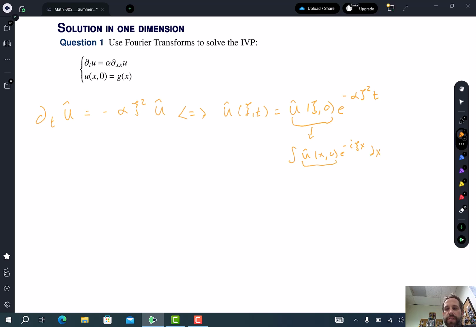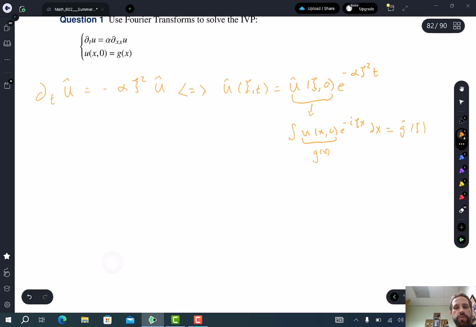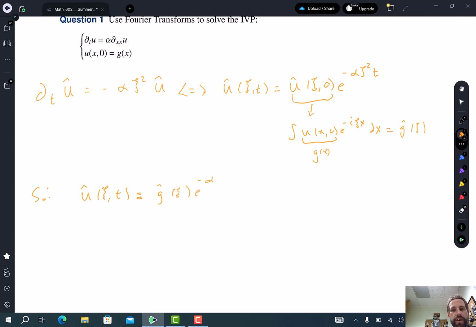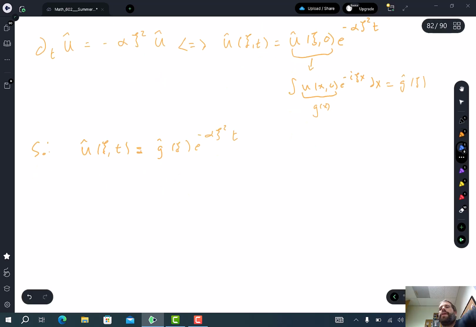But sorry, I got this all sorts of backwards. That's supposed to be like that. This is just equal to g of x, and this is just the Fourier transform of g. So the conclusion is that u hat of c,t is equal to g hat of c e to the minus alpha c squared t. Okay, so now I want to find the inverse Fourier transform.